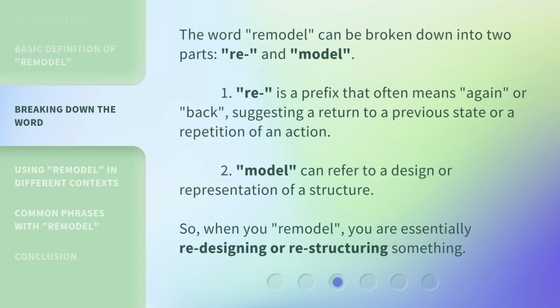The word remodel can be broken down into two parts: re and model. 1. Re is a prefix that often means again or back, suggesting a return to a previous state or a repetition of an action. 2. Model can refer to a design or representation of a structure. So, when you remodel, you are essentially redesigning or restructuring something.